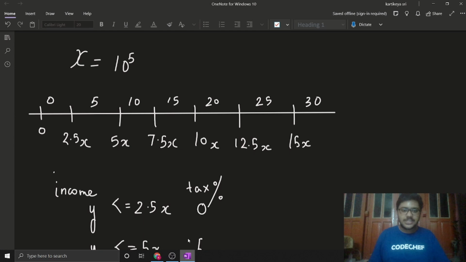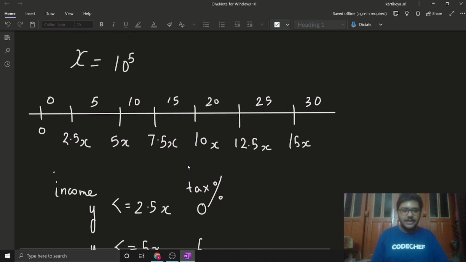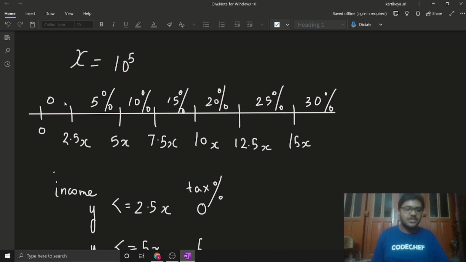So now let's discuss a few things. I have made this number line. Here x is 10 raised to the power 5. This is basically 2.5 lakh, this is 5 lakh, this is 7.5 lakh, this is 10 lakh, 12.5 lakh and 15 lakh. The amount of income which is greater than 15 lakh is charged with 30%. Between 12.5 and 15 lakh is charged with 25%. Between 10 and 12.5 lakh is charged with 20%, and so on, as mentioned in the table, are the respective tax charges.